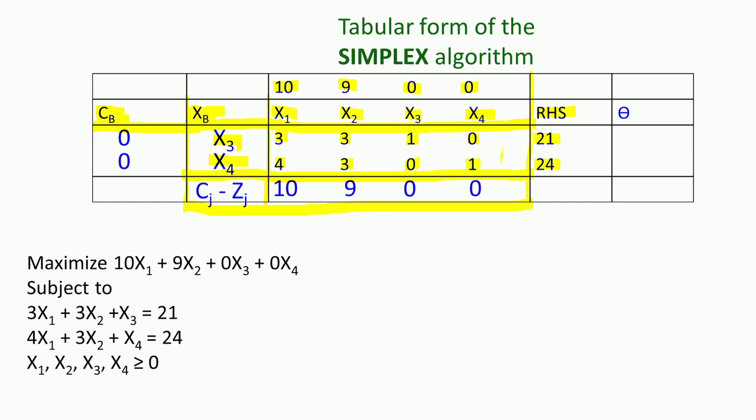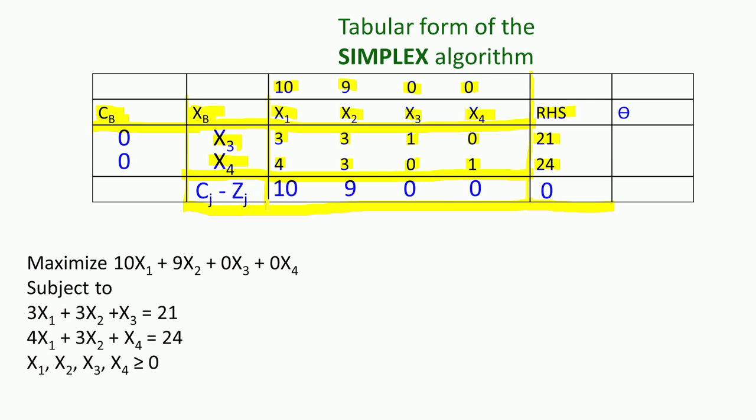Now, the value of the objective function is 0 into 21 plus 0 into 24, which is 0. So, I multiply 0 into 21 plus 0 into 24, which is 0. So, we complete this table like this. Now, the value of the objective function is 0 and Cj minus Zj values are these 4.